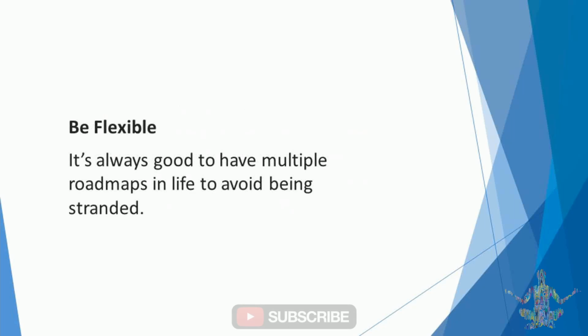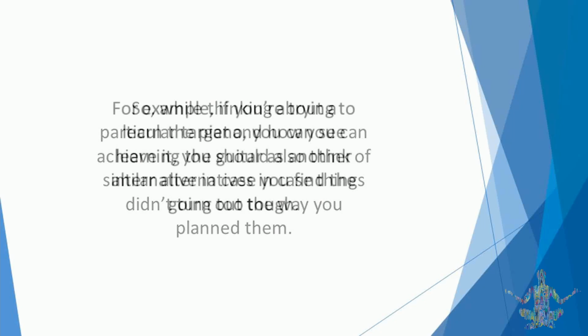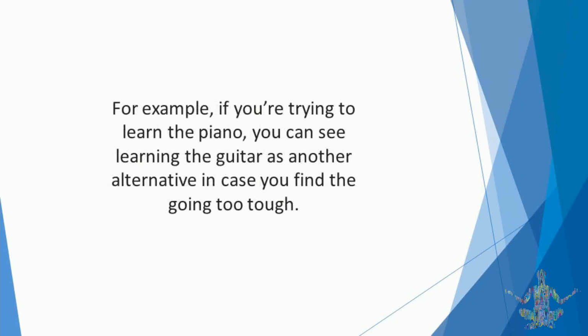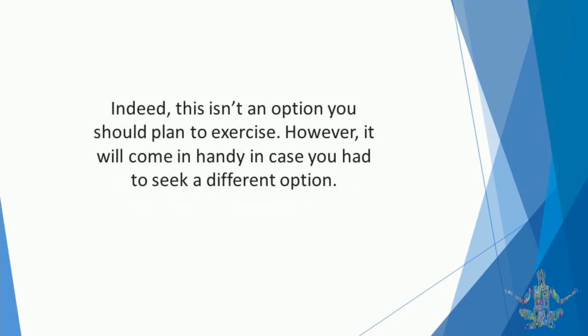Be flexible. It's always good to have multiple roadmaps in life to avoid being stranded. You cannot afford to be rigid because things don't always happen exactly as you want them. So, while thinking about a particular target and how you can achieve it, you should also think of similar alternatives in case things didn't turn out the way you planned them. For example, if you're trying to learn the piano, you can see learning the guitar as another alternative in case you find the going too tough. Indeed, this is an option you should plan to exercise. It will come in handy in case you had to seek a different option. There's no point sticking with something if the best you can be at it is an average performer.